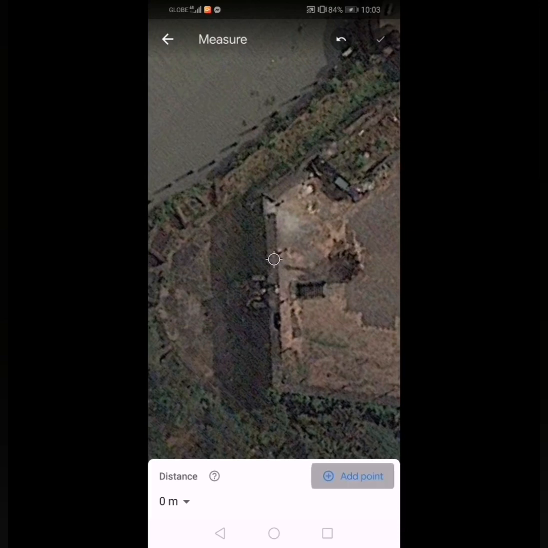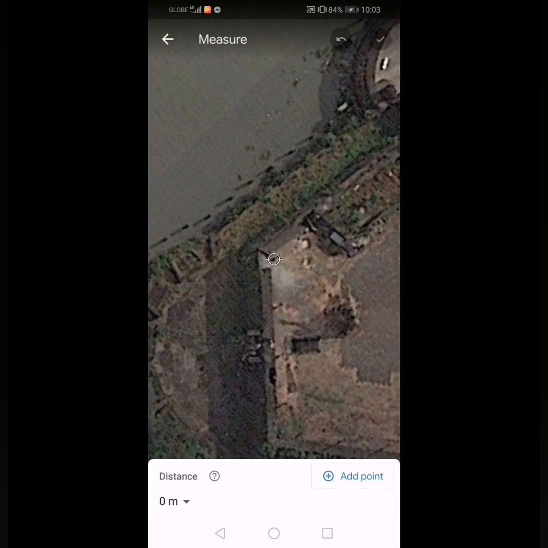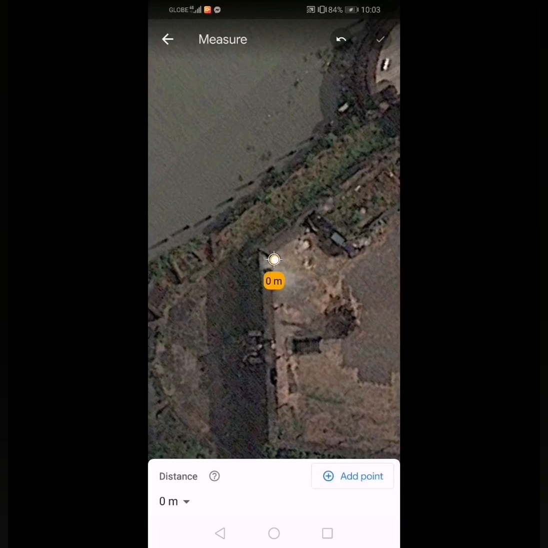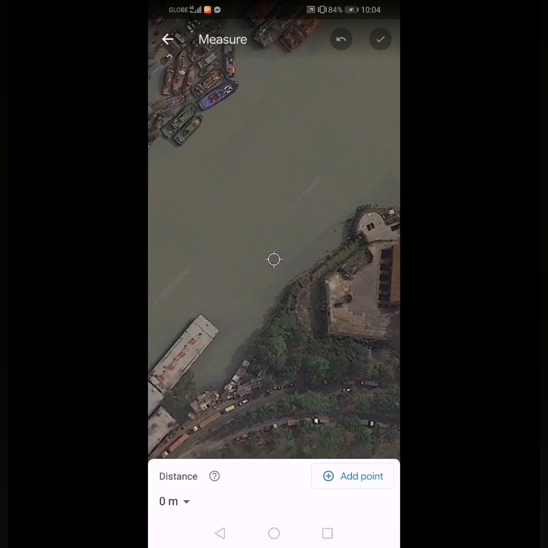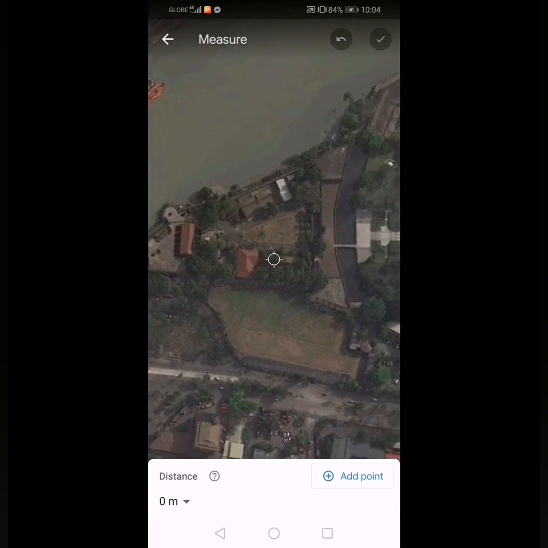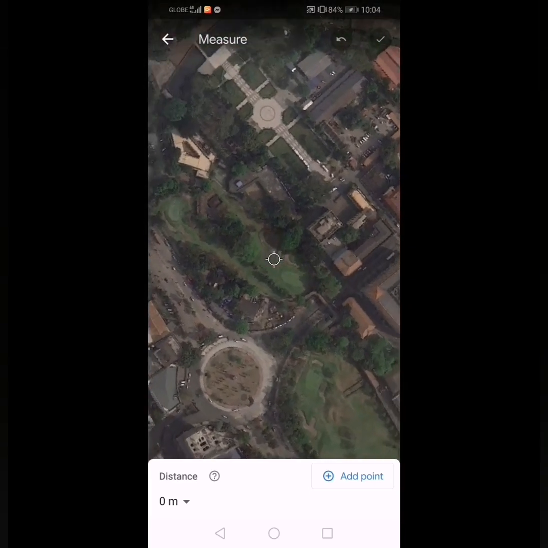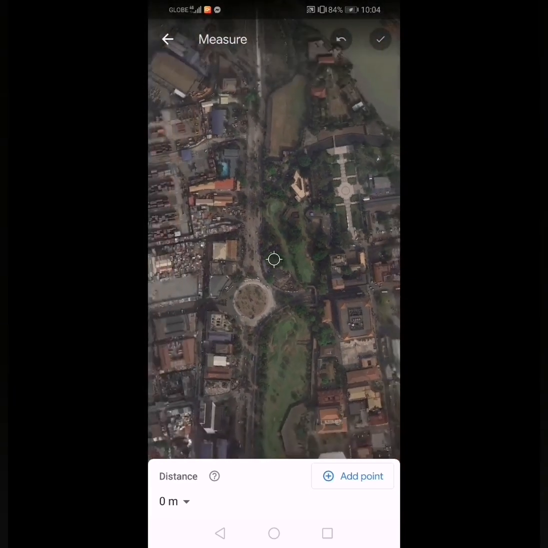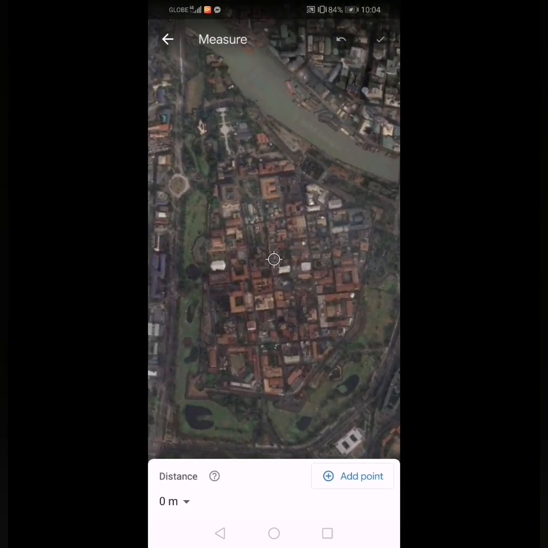So again, we drag the scale to measure the width of the wall. This wall measures around 3 meters. Compared to the walls of the ancient megastructure, this is actually quite a bit narrower. Now, the entire area of Intramuros is considerably small compared to that of the ancient megastructure.